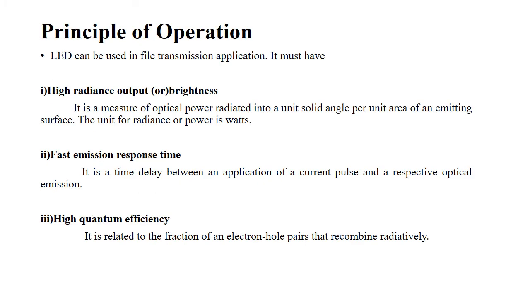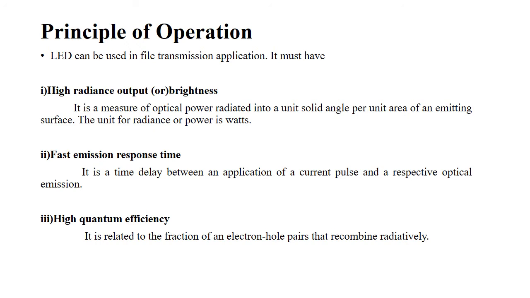Principle of operation. For an LED to be used in fiber transmission applications, it must have a high radiance output or brightness. That is a measure of optical power radiated into a unit solid angle per unit area of an emitting surface. The unit for radiance is watts. It is also required to couple sufficiently high optical power levels into a fiber.